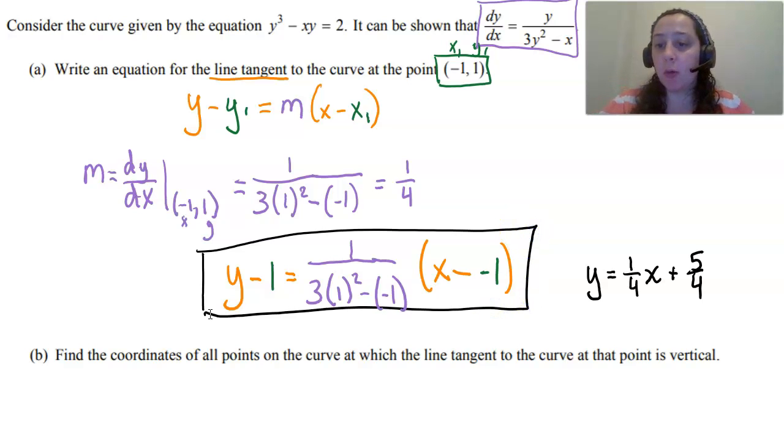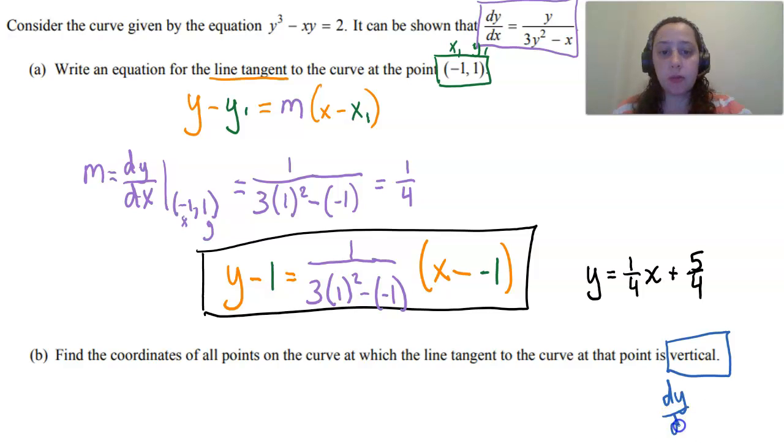Next, we want to find the coordinates of all points on the curve at which the tangent to the curve at that point is vertical. So if we have a vertical tangent line, that means our slope is approaching infinity. Or if we have a fraction, the denominator of our slope is 0. So dy/dx has denominator 0. So we need something over 0. That's what it means to have a vertical tangent line.